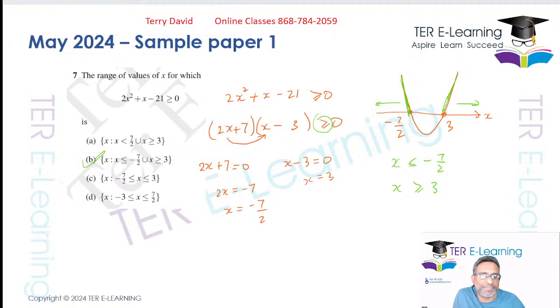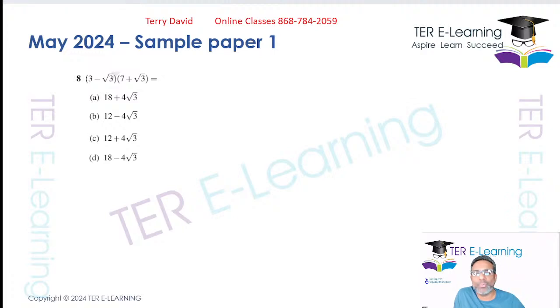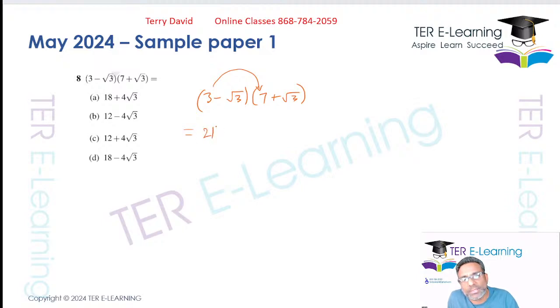Alright, so that's number 7, right? Question 8, we have a question here based on surds. So we have 3 minus root 3, and you're multiplying that by 7 plus root 3. If you have to work this out, we're going to do it in a systematic way. We're going to take the first term and multiply by the first term here. That's 3 by 7, which gives us 21. Then we're going to take that and multiply by root 3, so that's plus 3 root 3.